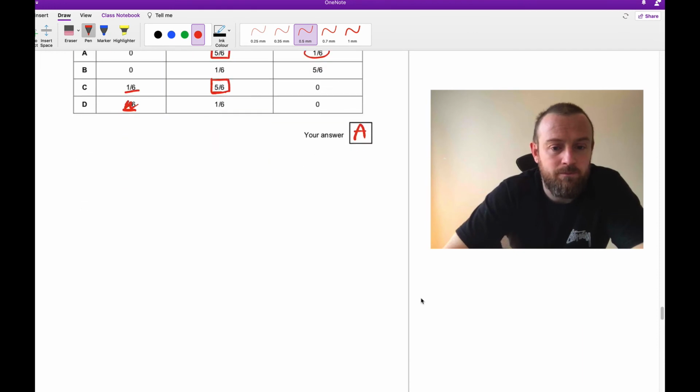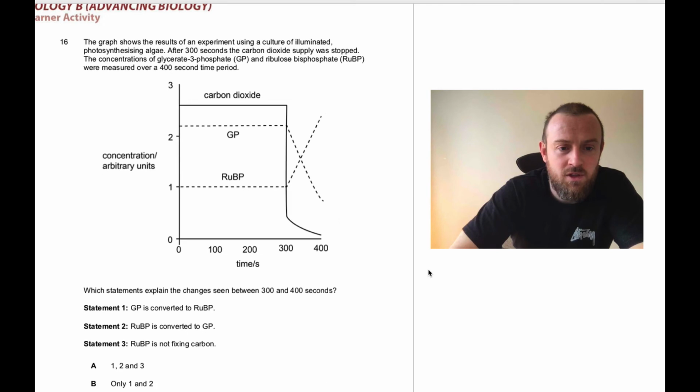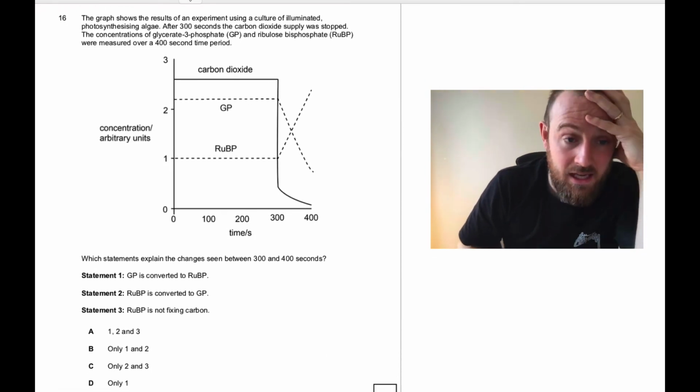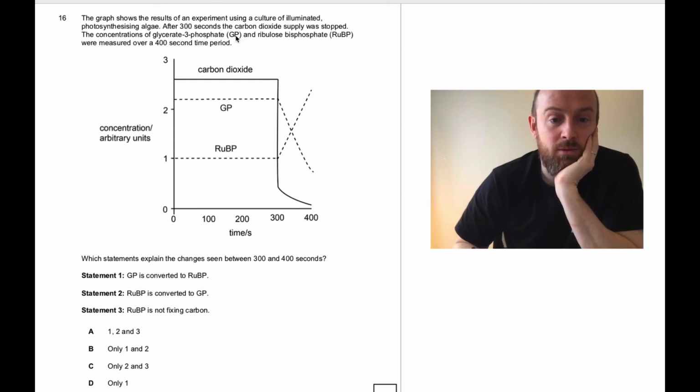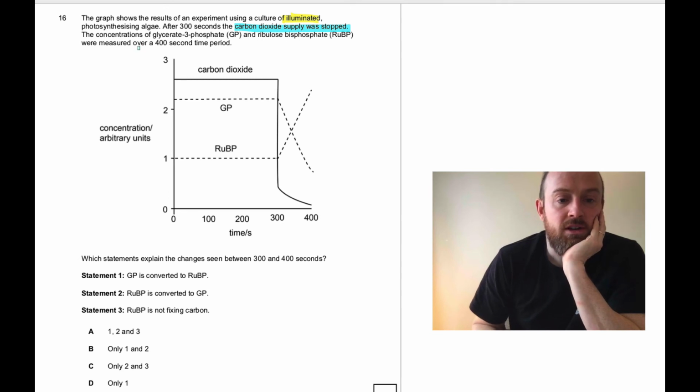All right, moving on. Okay, let's zoom out a little. The graph shows the results of an experiment using a culture of illuminated photosynthesizing algae. After 300 seconds, the carbon dioxide supply was stopped. The concentration of glycerate 3-phosphate and ribulose bisphosphate were measured over a 400-second time period. So we've got light, and then the carbon dioxide supply was stopped. That's what's happening. So then we're looking at GP and RuBP.